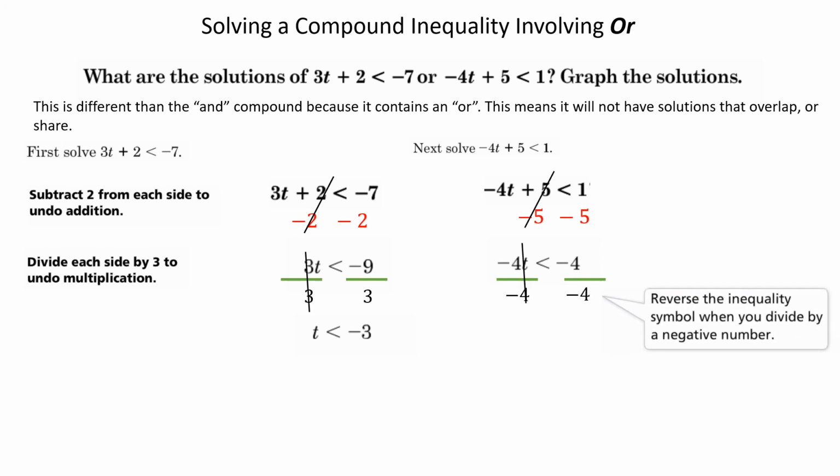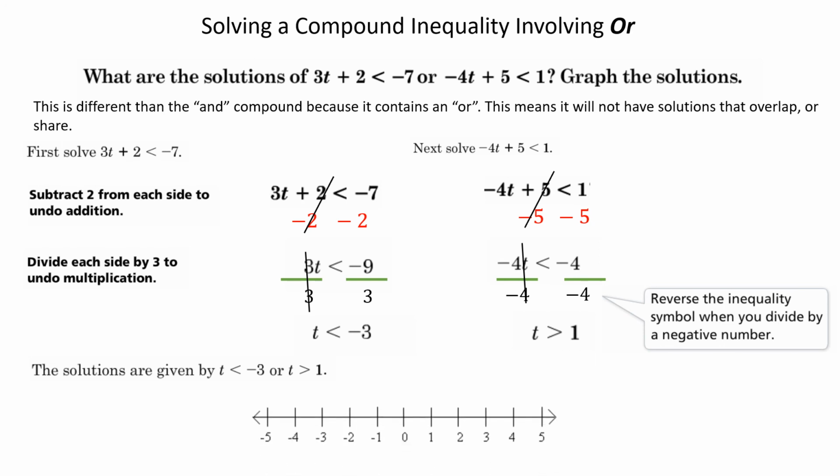That gives us, oh, now look at this. Reverse the inequality symbol when you divide by a negative number. So watch what happens. Instead of it being less than, it's now greater than. Okay, so now the solutions are given by t is less than -3 or t is greater than 1. Notice that they're both going in opposite directions. This is how you know you got it right.